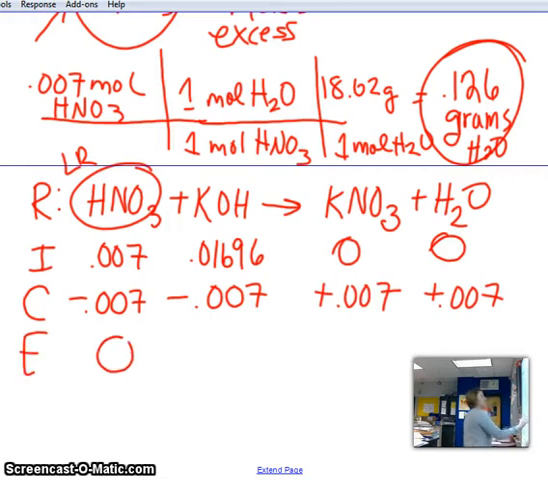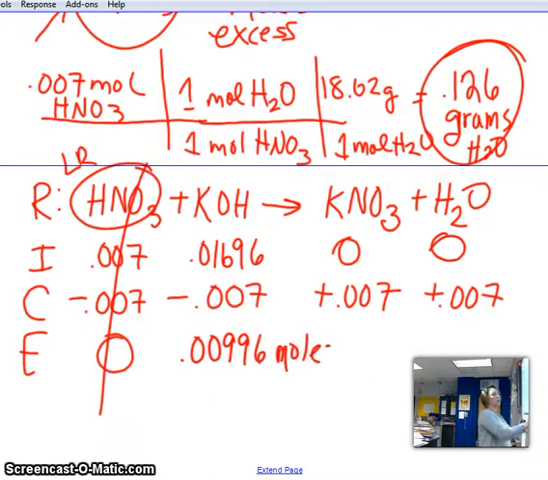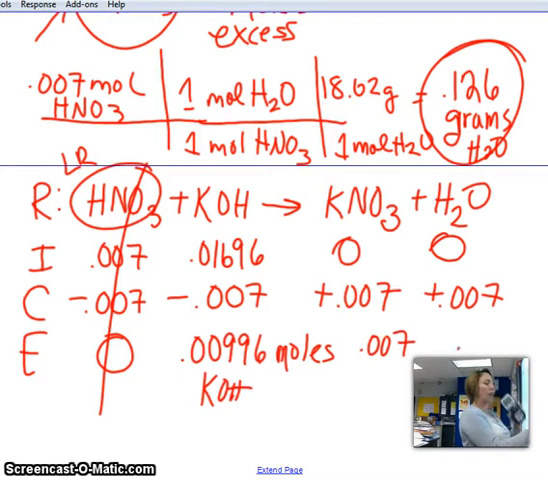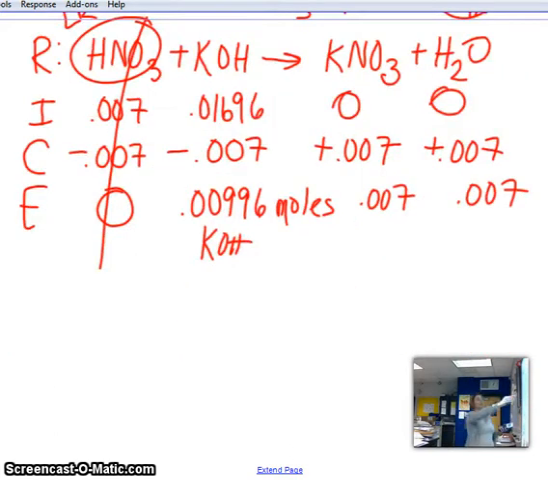So at the end of this reaction, I have no HNO3 left. I've neutralized all my acid. I have 0.00996 moles remaining of my KOH. I have 0.007 of my KNO3 and 0.007 of my water. But they wanted the OH minus concentration left over. So I have the moles of OH minus.